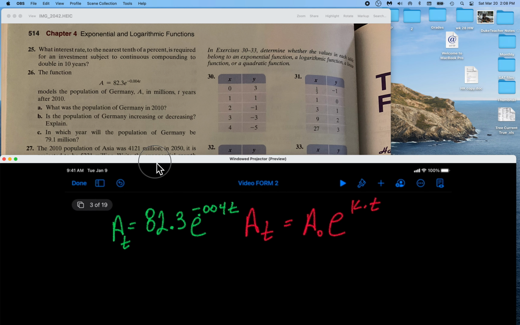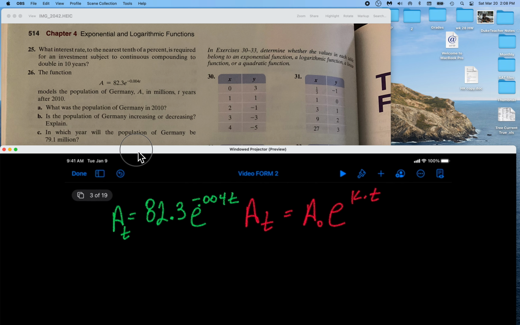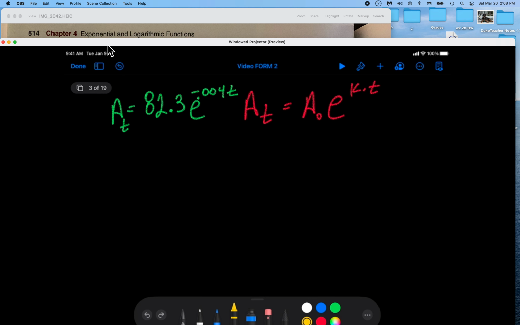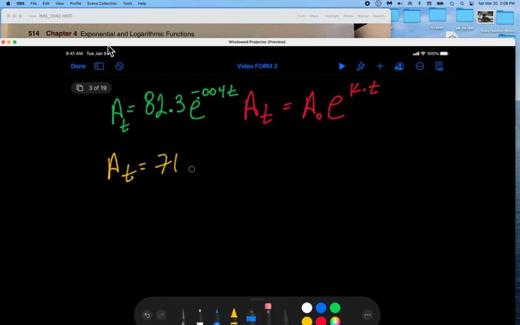Next one. Is the population increasing or decreasing? Well, whenever you see a negative there for the k value, that means it's decreasing. In which year will the population be 79.1 million? Okay, so we're asked to find t when A of t equals 71 million. I'm sorry, that was wrong. A of t equals 71.